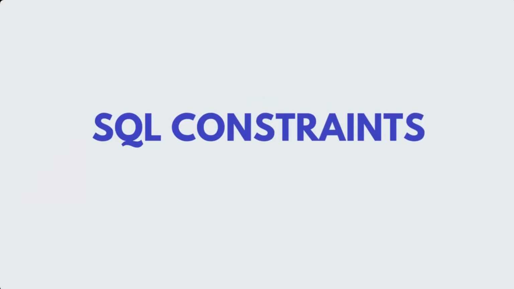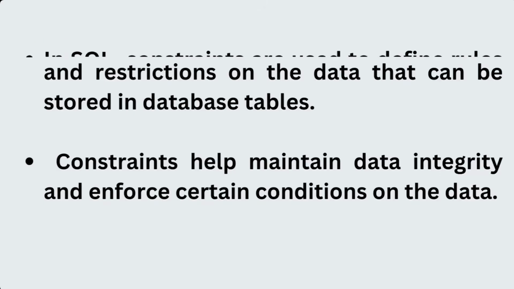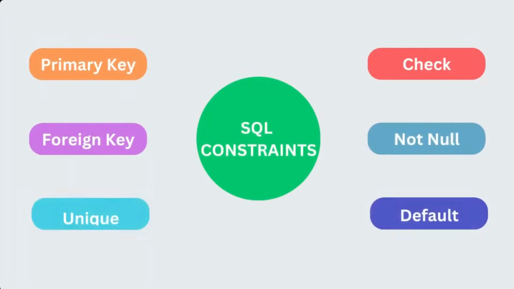SQL Constraints. Constraints are used to define rules and restrictions on the data that can be stored in database tables. They help maintain data integrity and enforce certain conditions on the data. Some common types of constraints in SQL are primary key constraint, foreign key, unique, check, not null, and default.